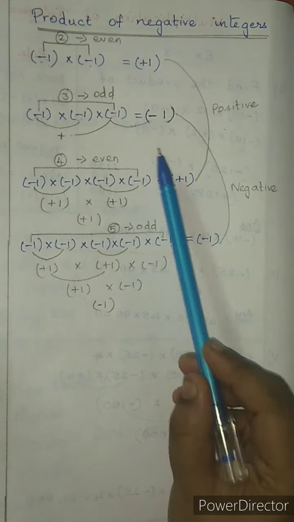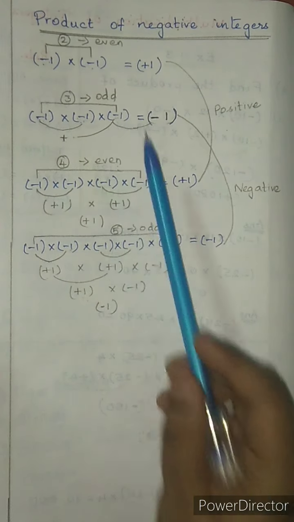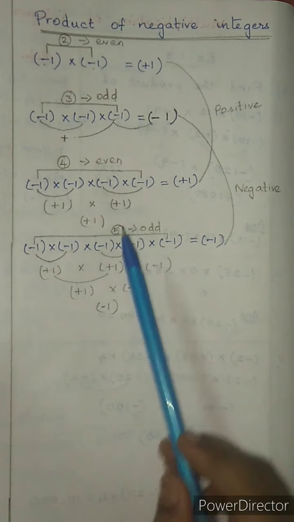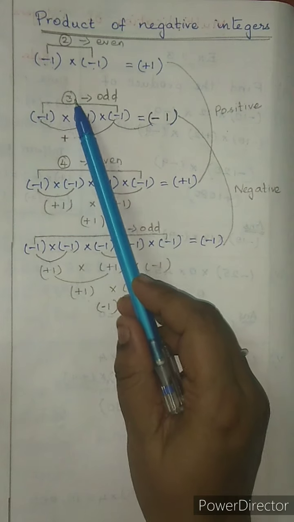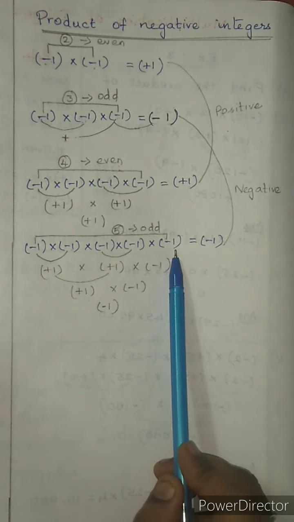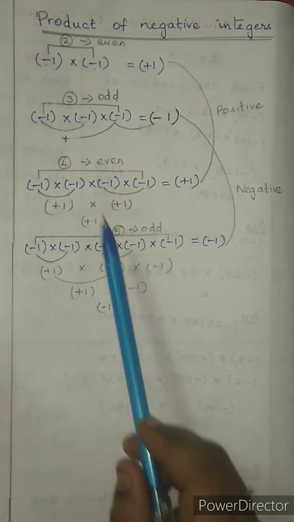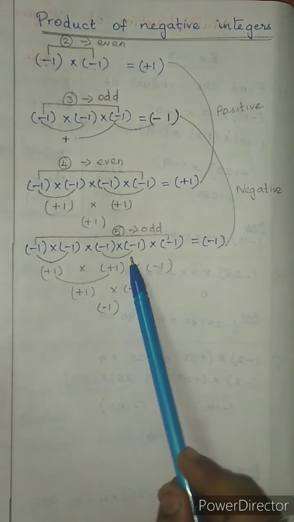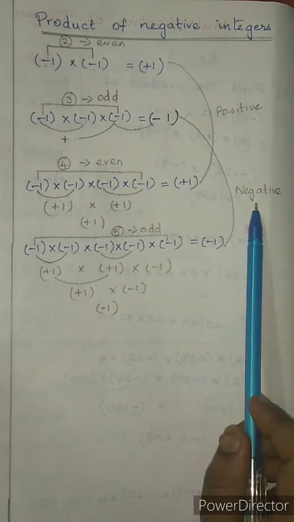And when a negative integer is multiplied an odd number of times, here it is 3 and here it is 5, 5 times we have multiplied minus 1. So when we multiply a negative integer an odd number of times, the product remains negative.